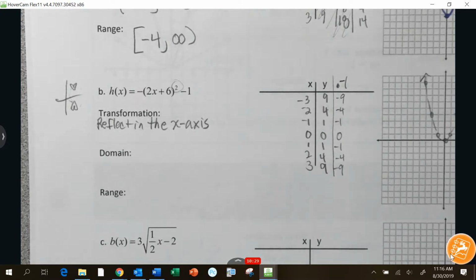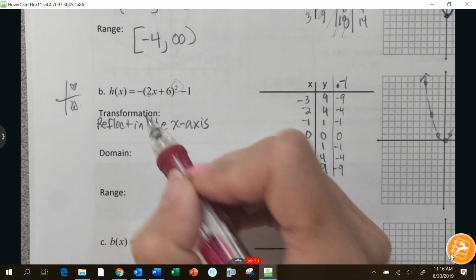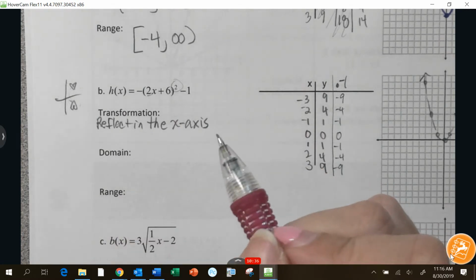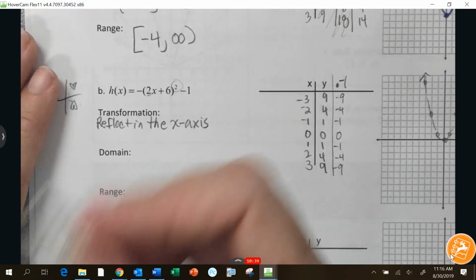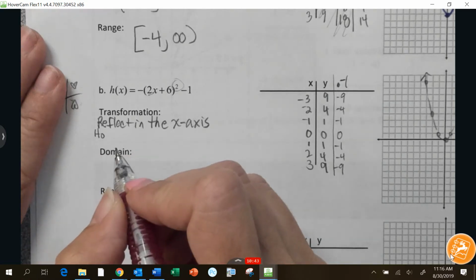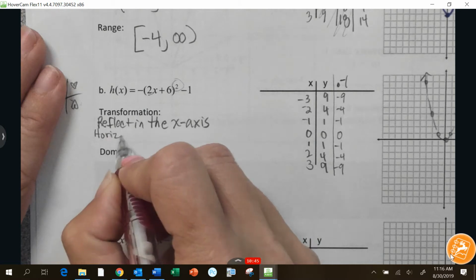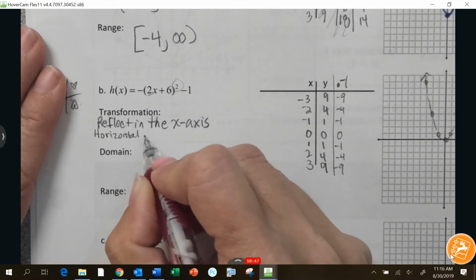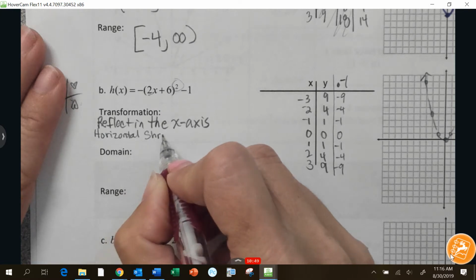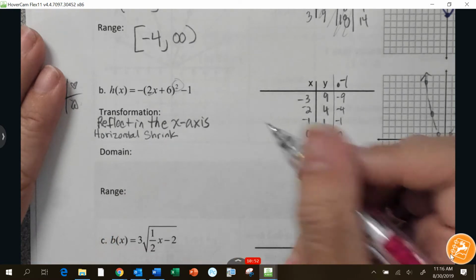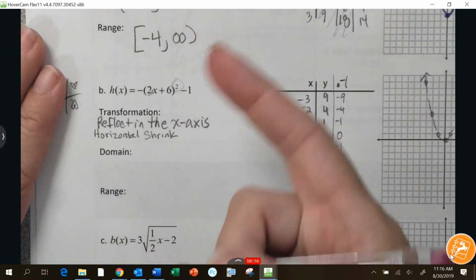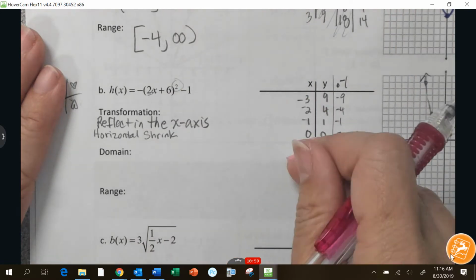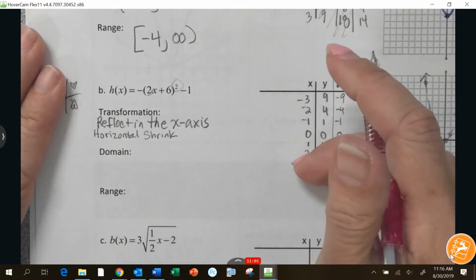What's my next transformation? 2. Is that on the inside or the outside? Inside. So that means it's horizontal. That is either a stretch or a shrink. But remember, horizontal is always opposite. So this is going to be a shrink. And the reason it's a shrink is instead of multiplying by 2, what's the opposite of multiplying by 2? What am I actually going to do with that 2? We're going to divide by 2.